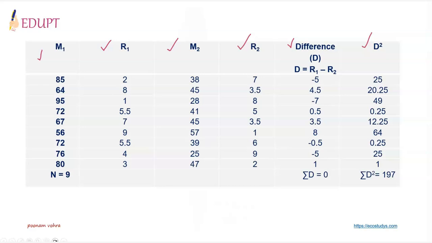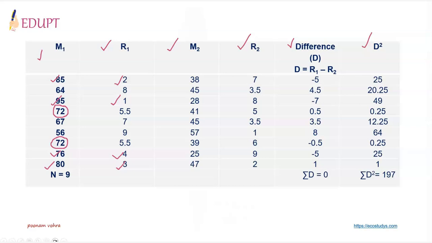Now have a look at the series. Here first rank is given to the highest marks, which is 95. Second rank is given to the next lowest marks, which is 85. Then third rank is given to the next lowest marks, that is 80. Next lowest is 76, so fourth rank is given. Now look at this 72, which is the fifth rank. But two teams have been given the same marks. It should have been 5th and 6th, but it is not possible because the marks are the same.